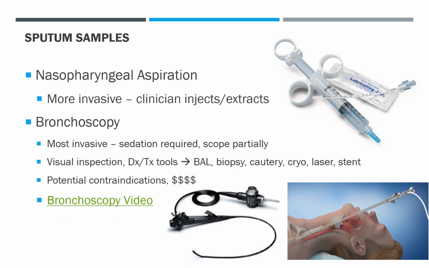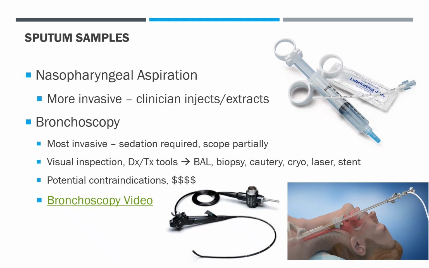The next step up and much more invasive are these two procedures. The nasopharyngeal aspiration. Again, this is usually done by a respiratory tech or respiratory therapist. They'll actually use a flexible catheter through the nose to inject liquid saline down into the upper respiratory tract, and then they suction that back out into the same syringe and use that sample.